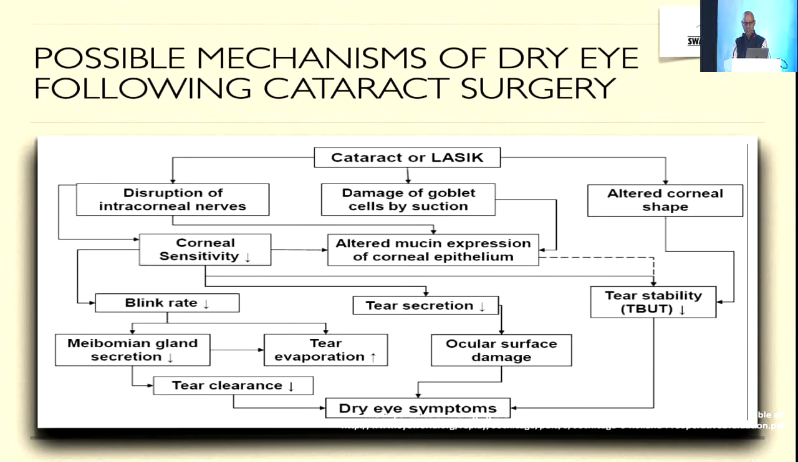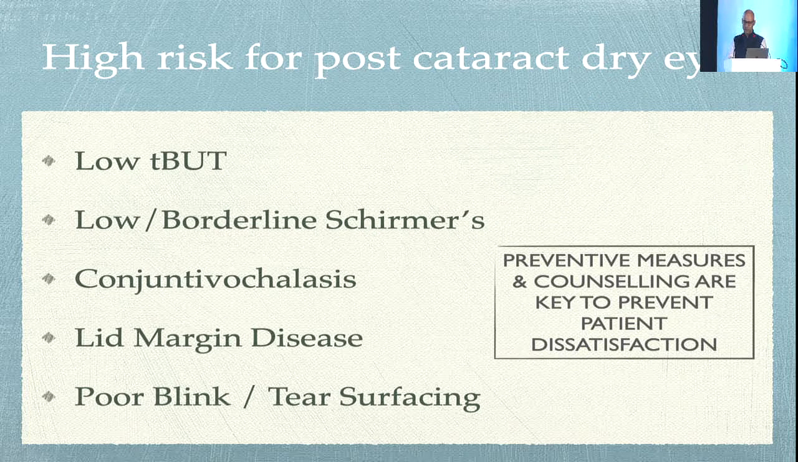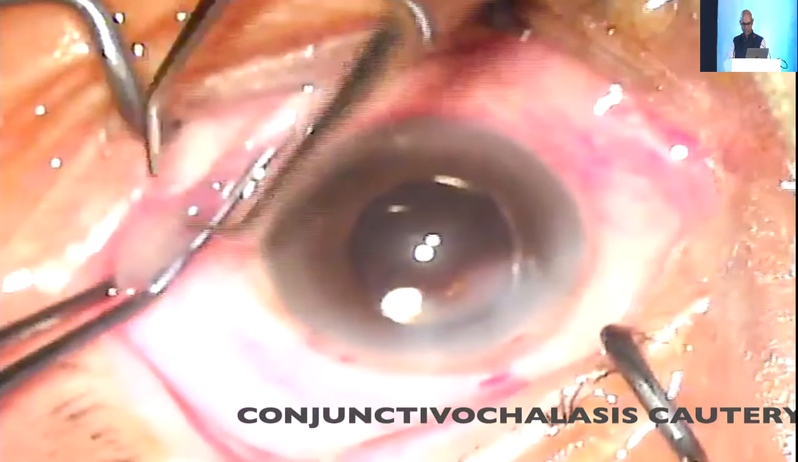There are various mechanisms for dry eye after cataract surgery, and it is predominantly an evaporative dry eye rather than an aqueous deficiency. And like I said, low TBUT, conjunctivochalasis, which is folds in the inferior bulbar conjunctiva, any lid margin disease, blocked orifices, telangiectasias at the lid margin, poor blinking, nocturnal lagophthalmos, all of these are risk factors to develop postoperative dry eye. Tell the patient that they are at risk so they won't trouble you afterwards, and address the problem as best as you can by medical management or anything else you may need to do.